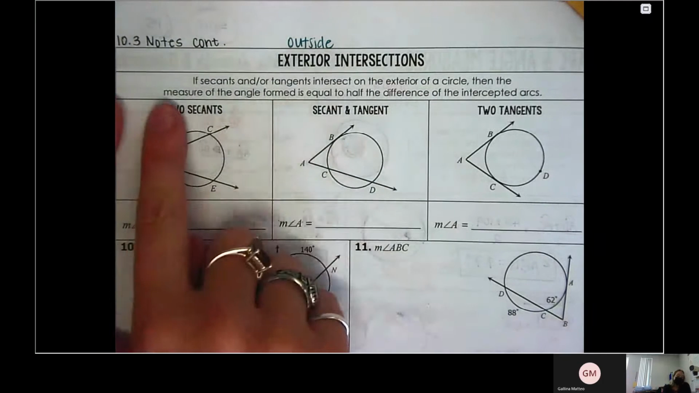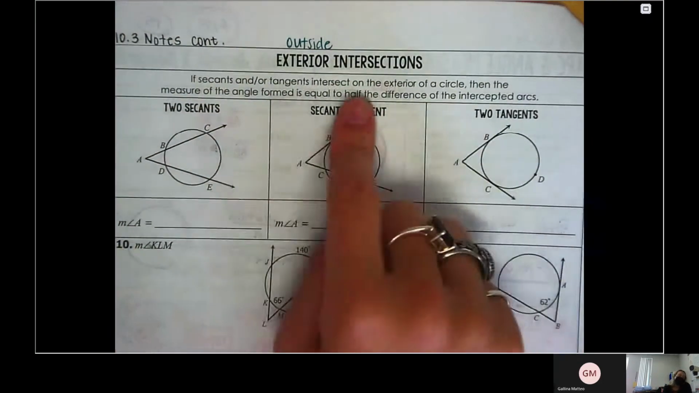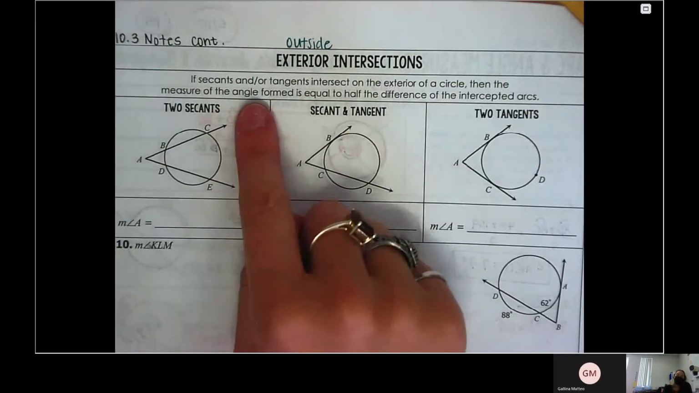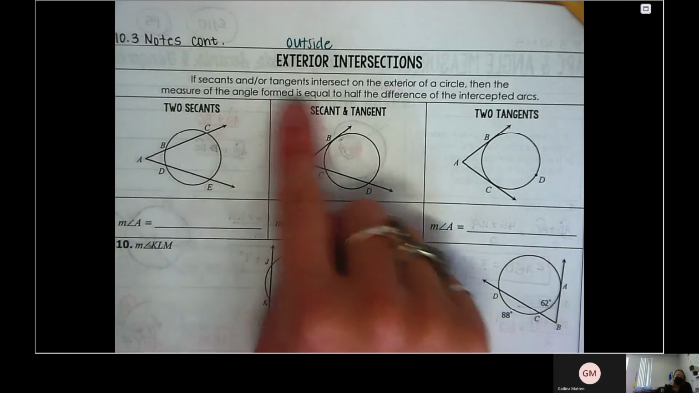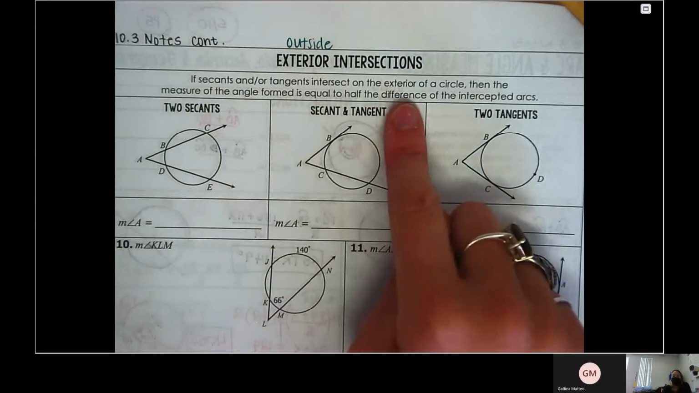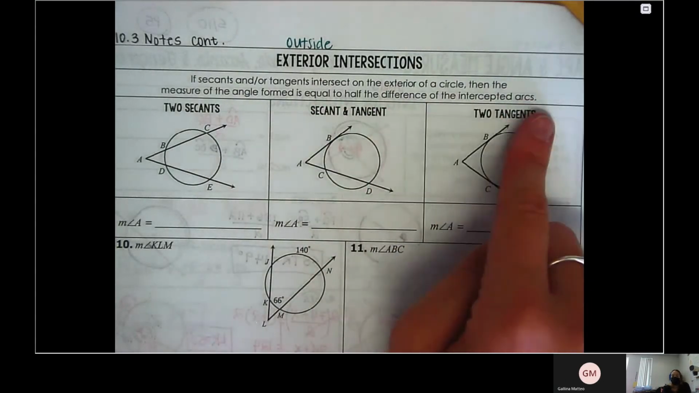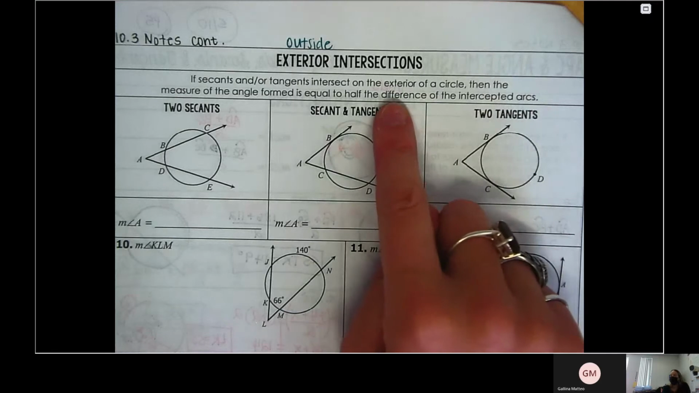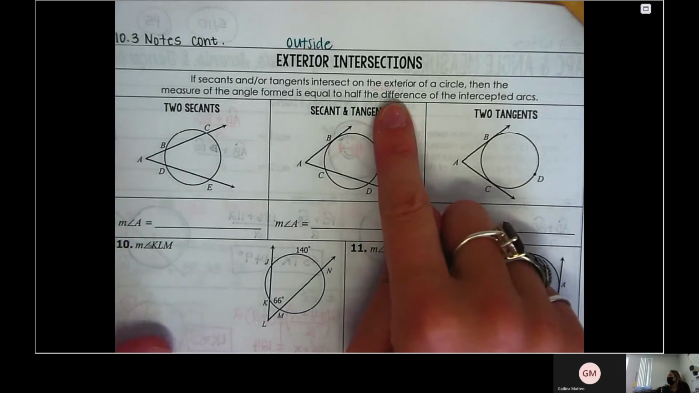The rule for all 3 of them is, to find the measure of the angle, you take half the difference of the intercepted arcs. What does the word difference mean you're doing? Subtracting. So before we were adding, now we're going to be doing some subtraction.